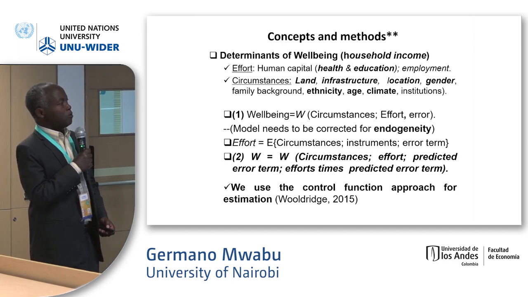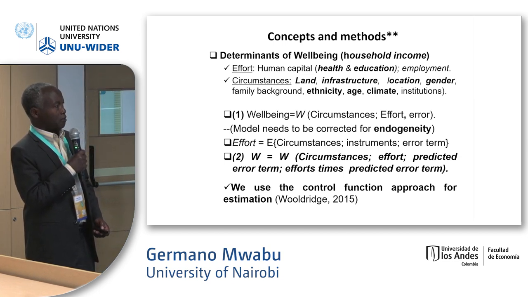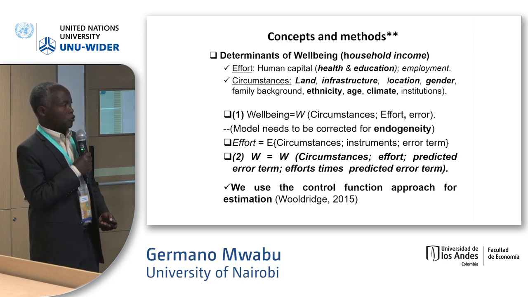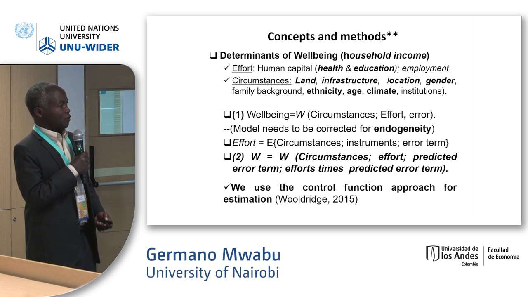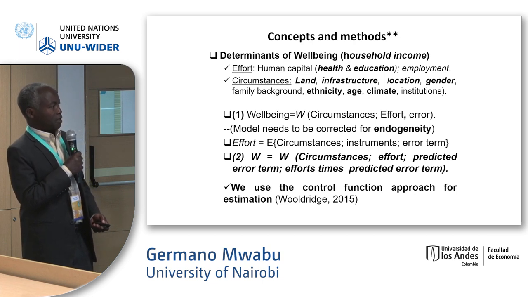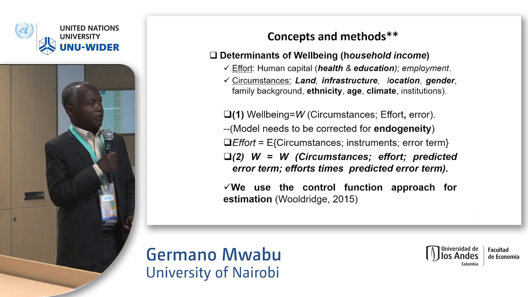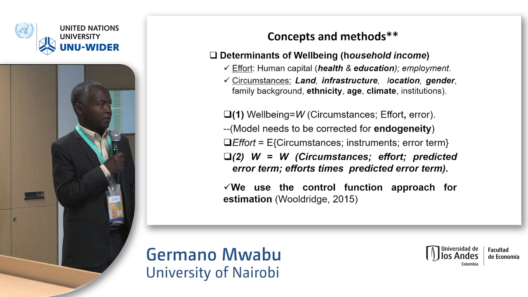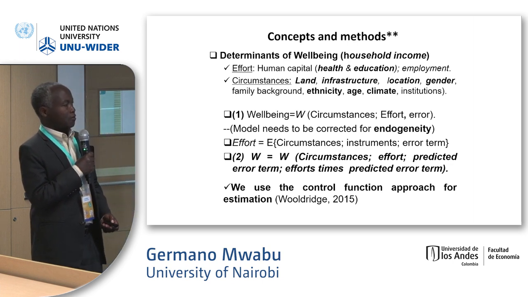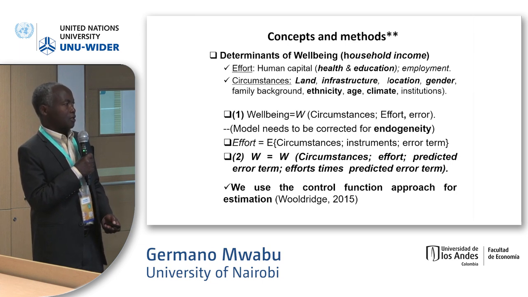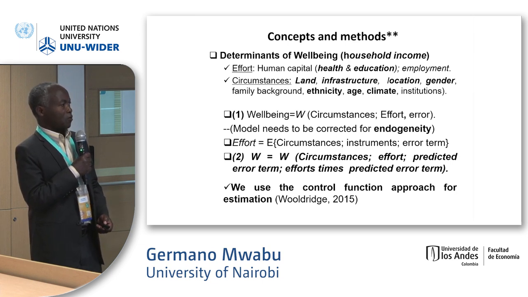So there are two main determinants of well-being of the household, how the household is doing economically. The first set of factors are the effort factors. The key one here is human capital, and we focus on health and education. Also employment to some extent. The circumstances are those which the household cannot do much about; they are given, they inherit those. This is land, the infrastructure, where they live, gender, and so on. We also saw this in our plenary session.